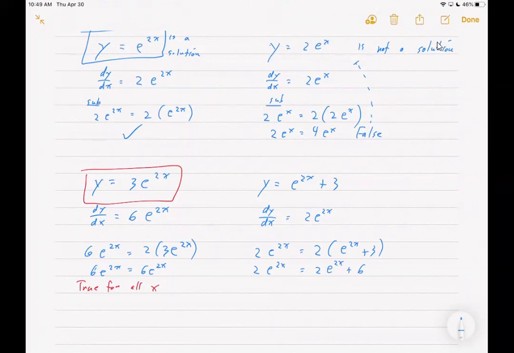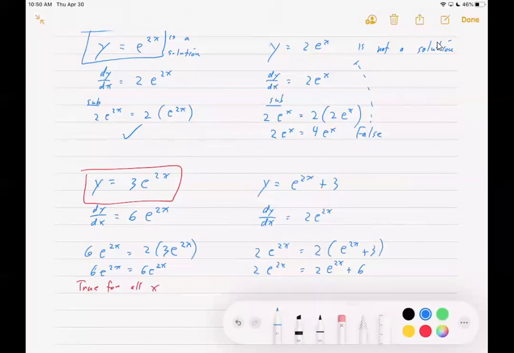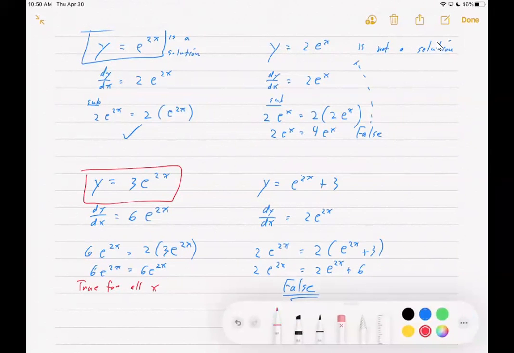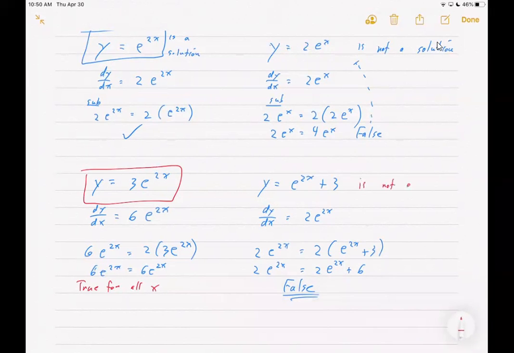Which is clearly going to be false. No matter what value you put in for x, you're going to have the 2e^(2x) parts on each side being the same, and we're going to have 6 more on the right. So this is clearly a false statement. Since this is a false statement, we can say that y equals e^(2x) plus 3 is not a solution.